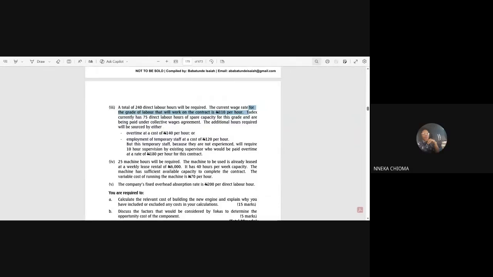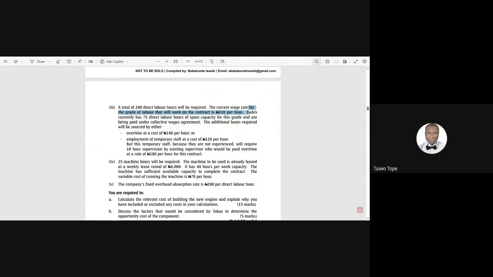The employment of temporary staff. You spend less. Overtime was 23,100, while employment of temporary staff is 21,600. Yes, you spend less. So you go for the employment of temporary staff. Let's look at the next one before I go to the solution page.